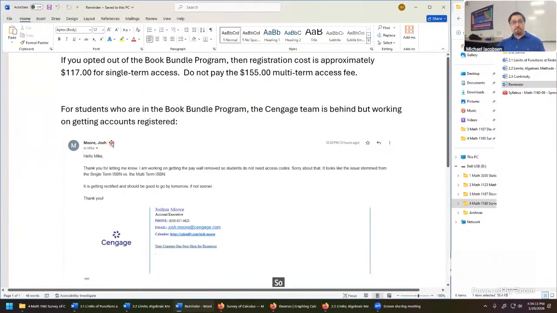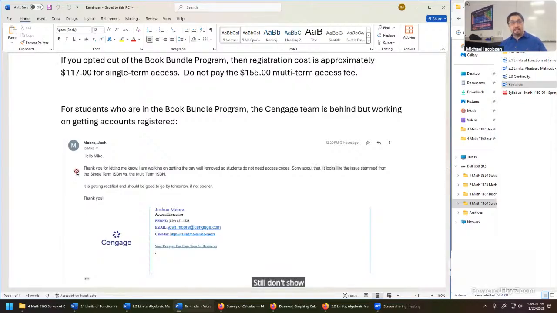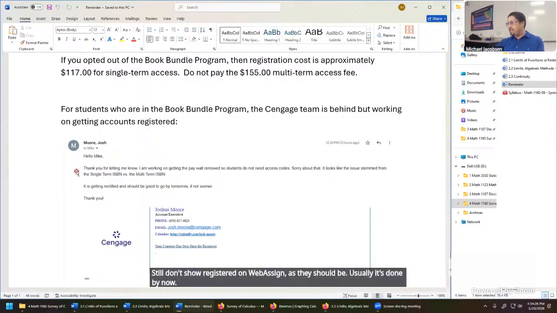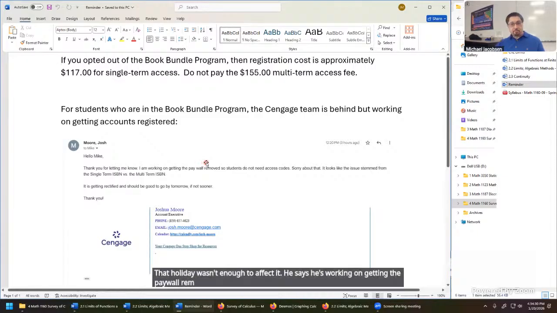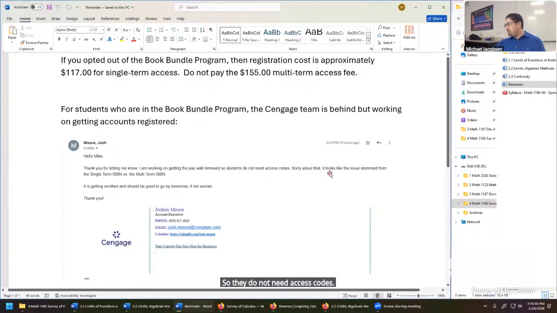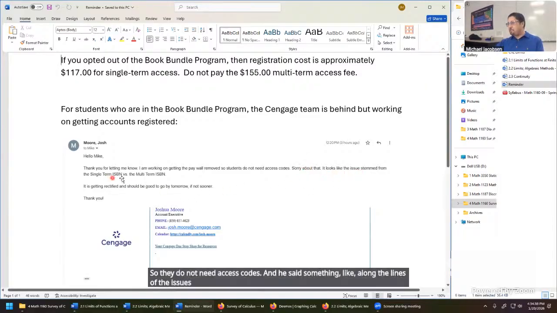Essentially, Josh Moore, our Cengage representative, says he's working on it. He says, thank you for letting me know. I was letting him know that people in the book bundle still don't show registered on WebAssign as they should be. Usually it's done by now, and the holiday wasn't enough to affect it. He says he's working on getting the paywall removed for the ISU book bundle students, so they do not need access codes. And he said something along the lines that the issue stemmed from single term ISBN versus the multi-term ISBN.